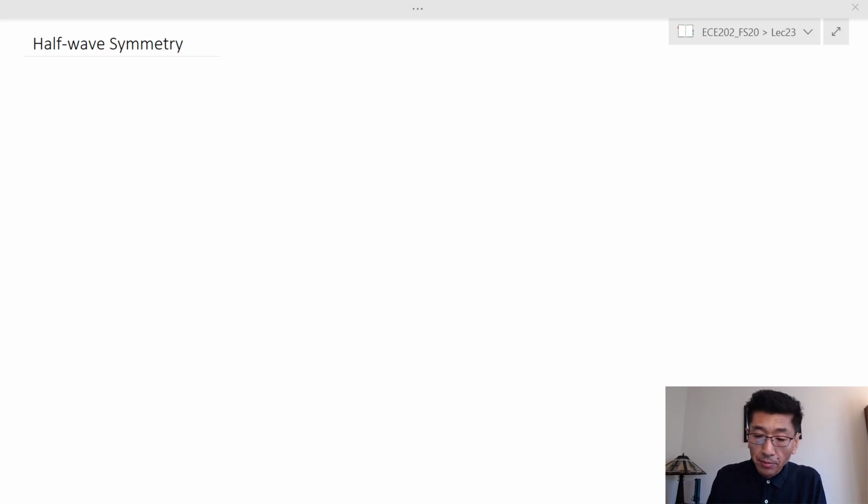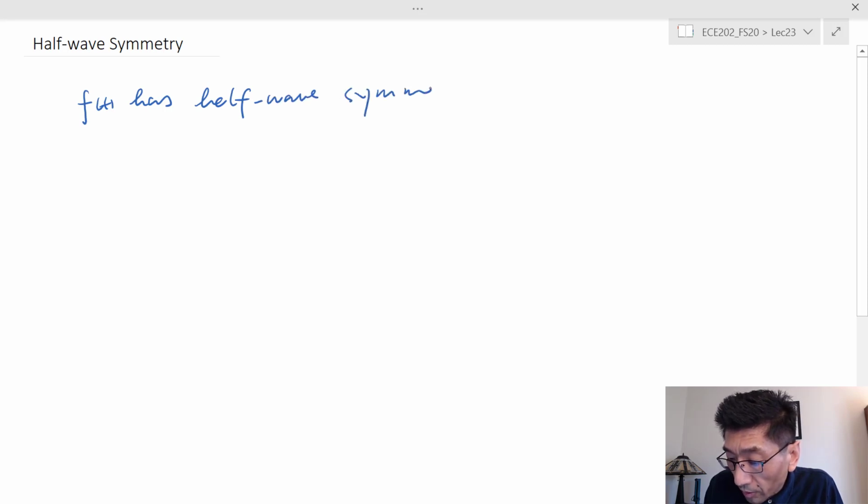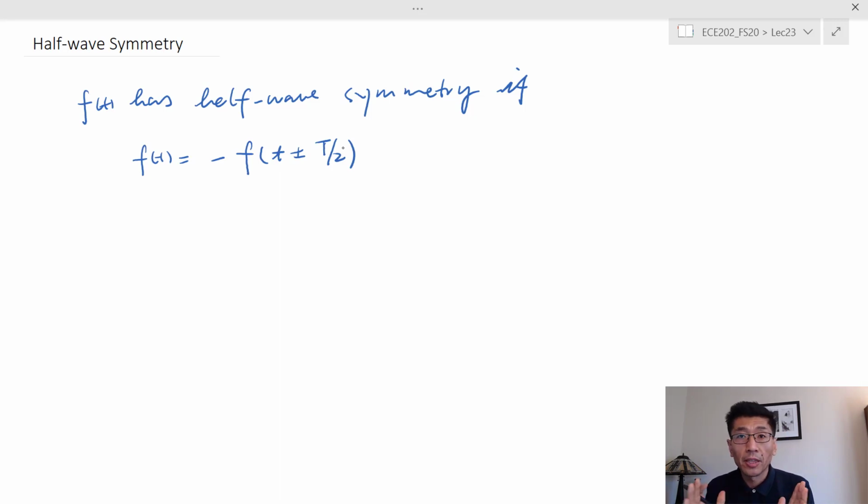Let's look at the half waveform, half wave symmetry. We see f(t) has half wave symmetry if f(t) is equal to negative f(t plus or minus T over 2). Right, so this is the half waveform symmetry. You can think about it in the half waveform, this is the odd symmetry in a fundamental period.